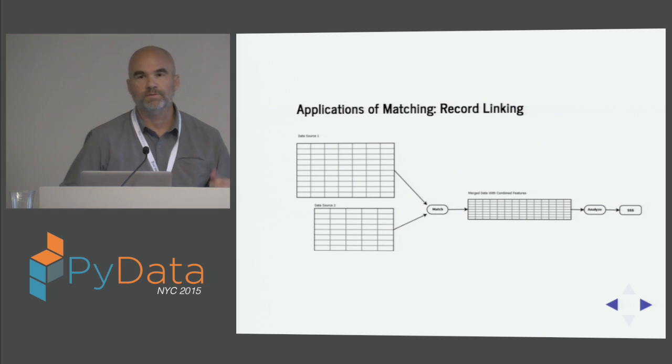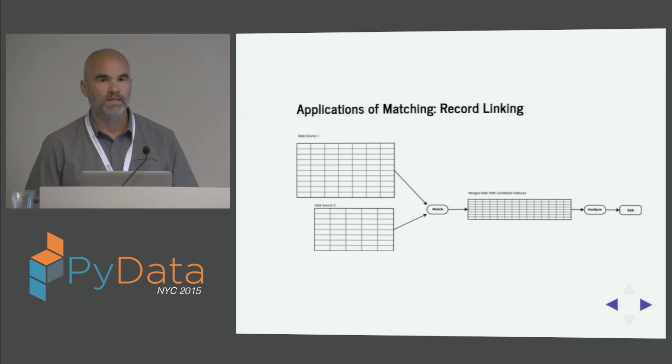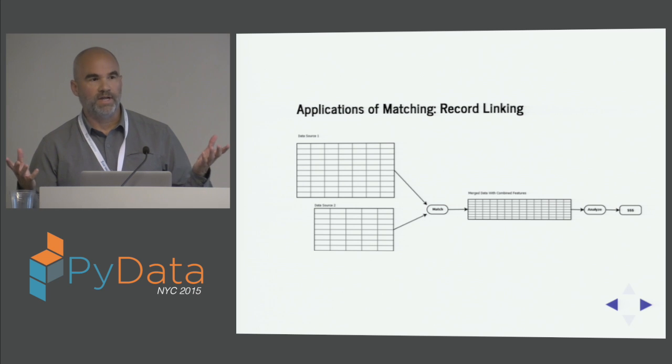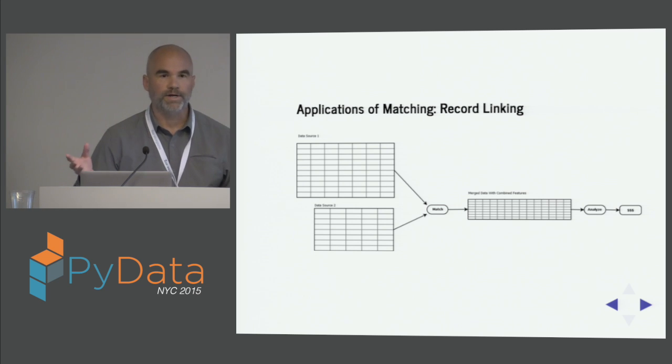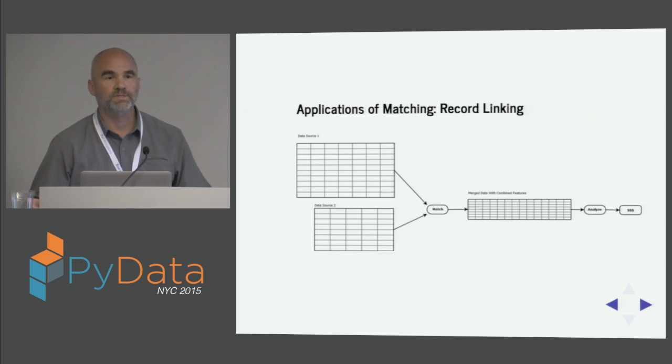The third one, which is pretty common in many industries, is what I'm just going to call record linkage. And the basic idea here is that you want to match records together, not so much because of the identities of the records, but because of the data that you have associated with them. This happens a lot in medical research and the financial world.